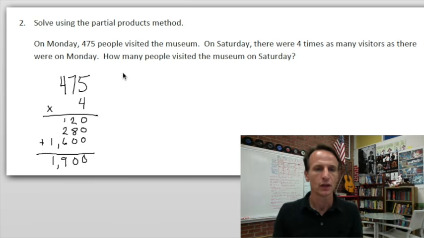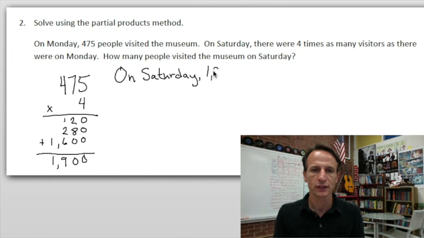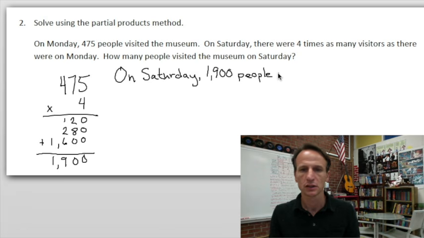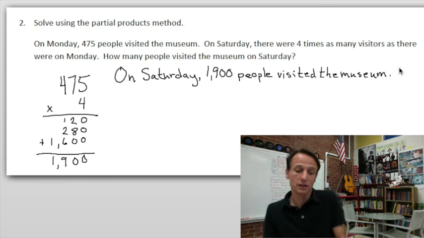It makes sense. So we want to say on Saturday, comma, 1,900 people. We don't know how many pets came along, how many people were counted, visited the unnamed museum. Got it. See, I told you it would be quick. 2 is done. Let's go on to number 3.